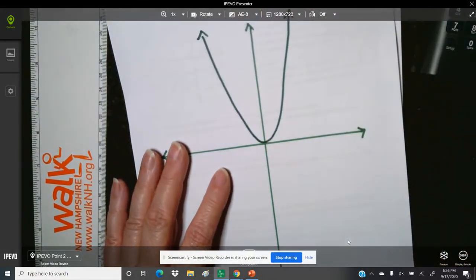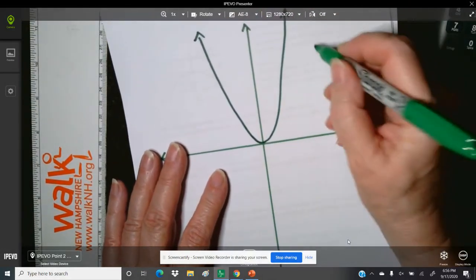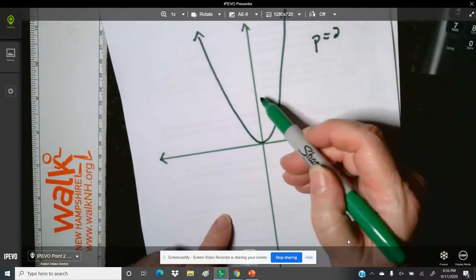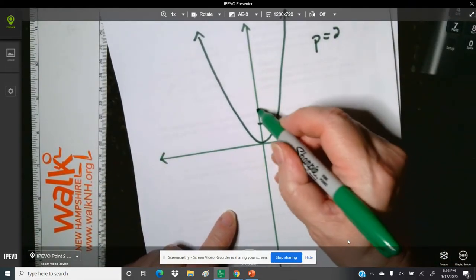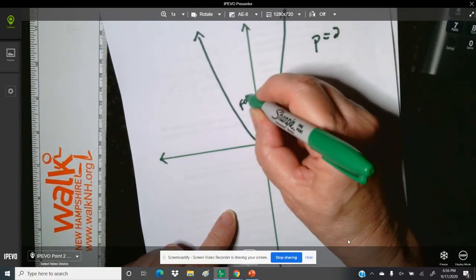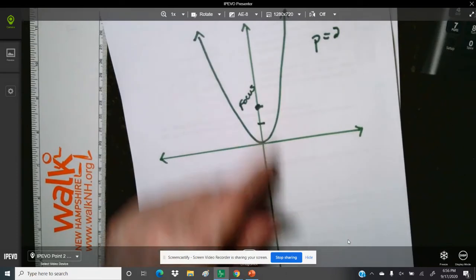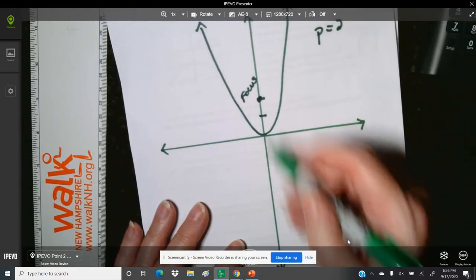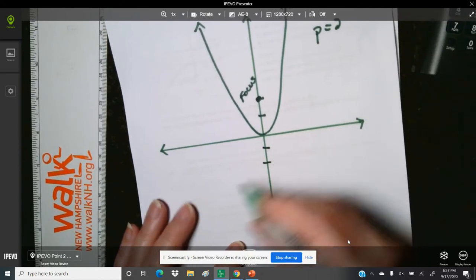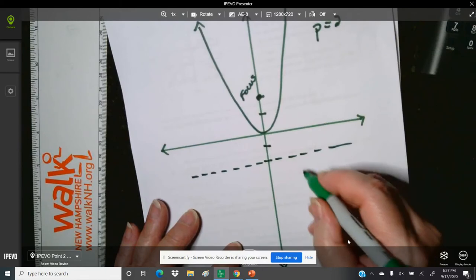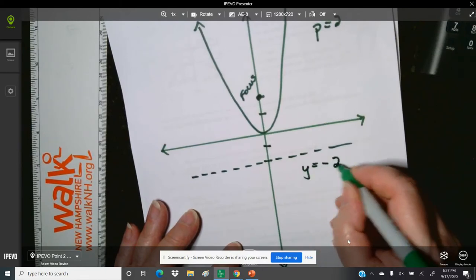So here's the parabola. I know that p equals 2. So I know my focus has to be on the inside of the parabola. So I know it's going to be 2 units up from the vertex. So my focus would be there. And I know that the directrix has to be equidistant, so it's going to be 2 units below. So then here my directrix would be at y equals -2.